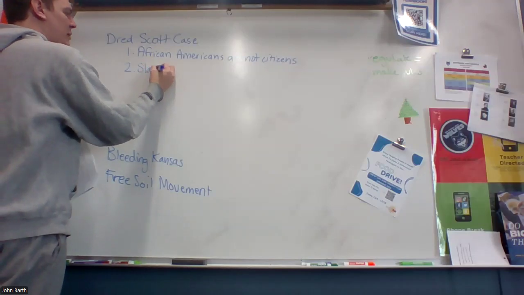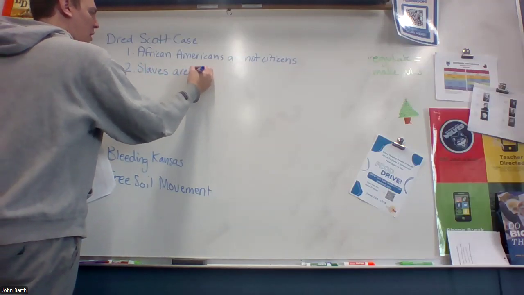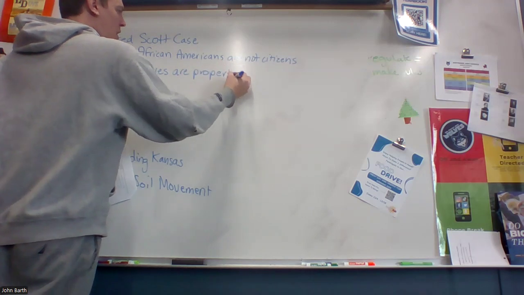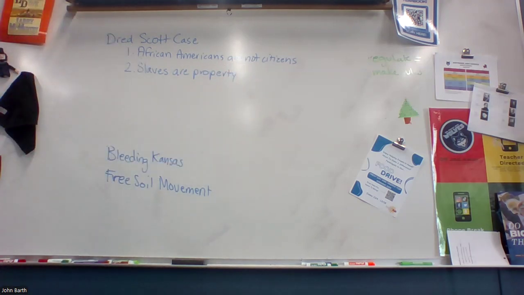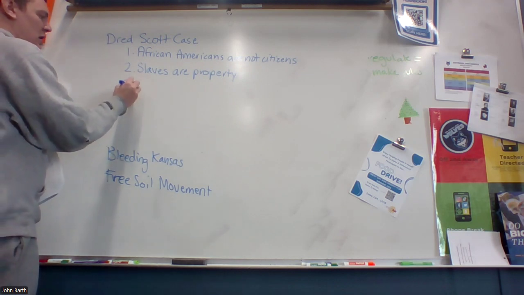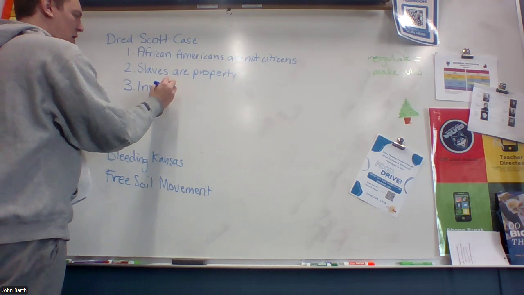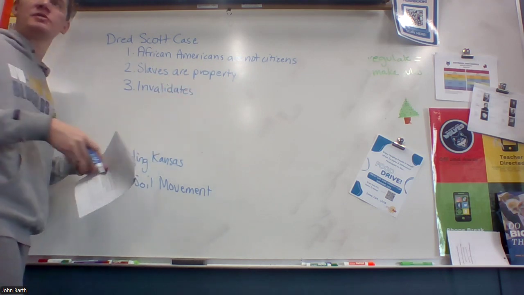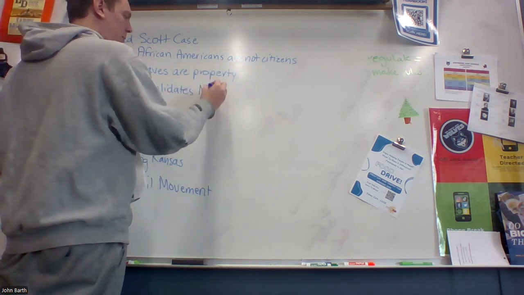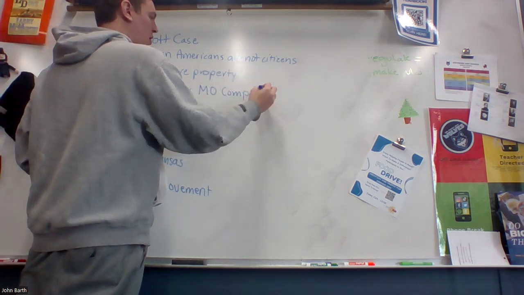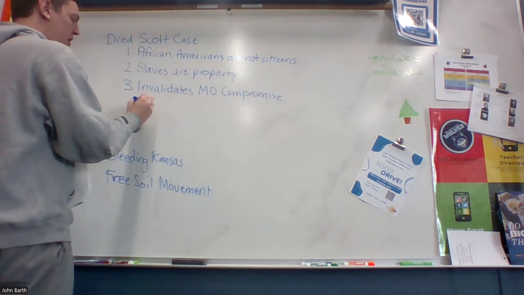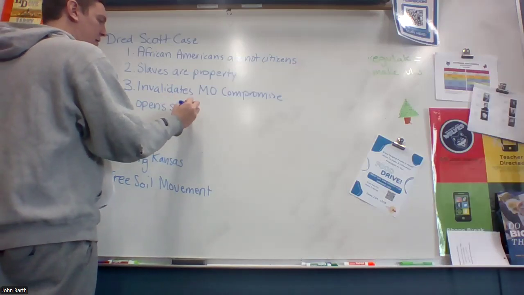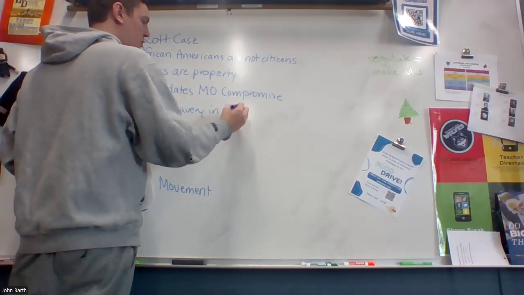Number two, slaves are property. And if slaves are property, he says the government cannot take away people's property without due process. So this basically invalidates the Missouri Compromise. He said that law was unconstitutional from the beginning. And it opens slavery in territories.